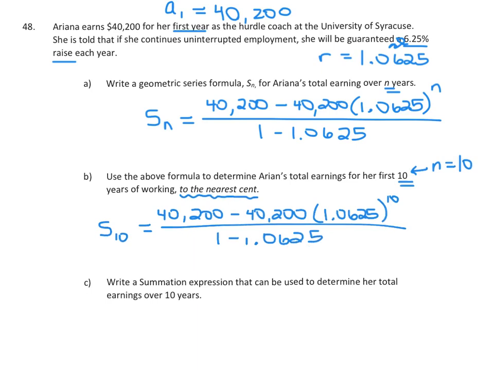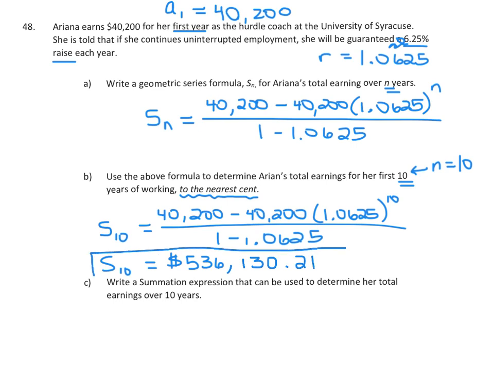All right, and then let's just plug this whole thing right here into our calculator and round to the nearest cent, which means 2 decimal places. So when we do that, the sum of her first 10 years on the job, she'll be making $536,130 and to the nearest cent, 21 cents. So this would be the answer to part B.